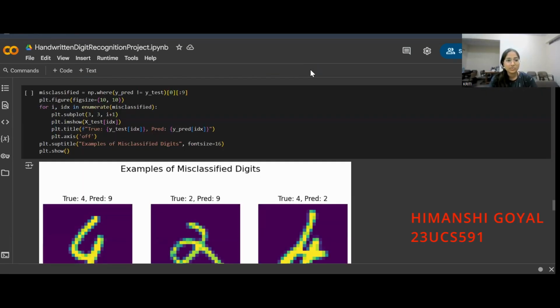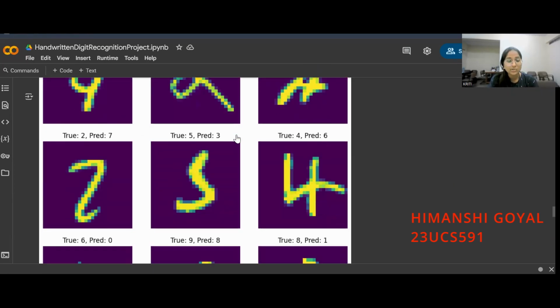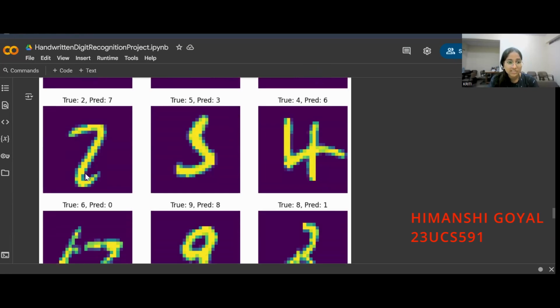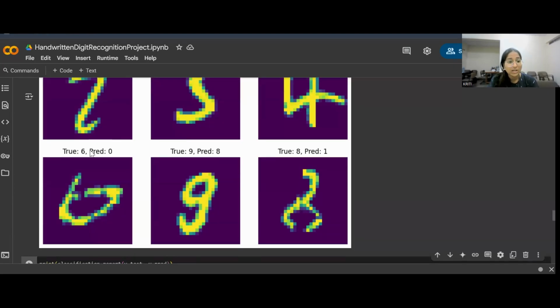So hi, this is Himanshi. Now we are going through the misclassified digits. We have shown the misclassified digits, which are the digits that our model predicted wrong according to their true values. Here it is a digit which is actually 2, but our model predicted 7. So these are the places where our model needs to work more.